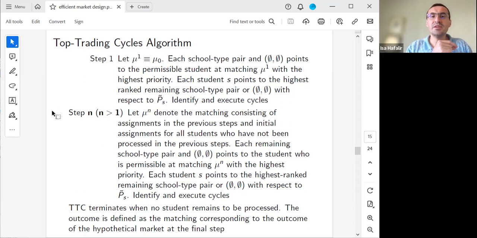Each school-type pair and the empty set points to the best permissible student. Then we find cycles, we execute the cycles, and we take them out of the market. In the reduced market, we continue doing the same thing. The top trading cycles algorithm will terminate when there exists no student that is unmatched.